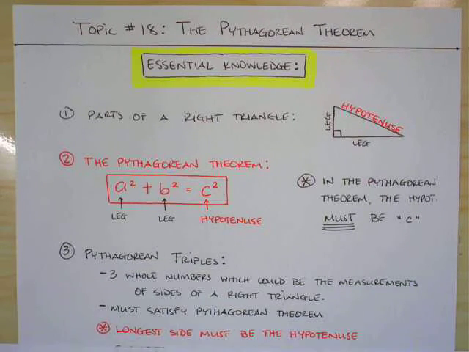And finally, Pythagorean triples. Pythagorean triples are sets of three whole numbers which could be the measurements of the sides of a right triangle. How do we know when we are dealing with Pythagorean triples? We will know if the numbers that are part of them satisfy the Pythagorean theorem, or a squared plus b squared equals c squared. And again, the longest side must be the hypotenuse.